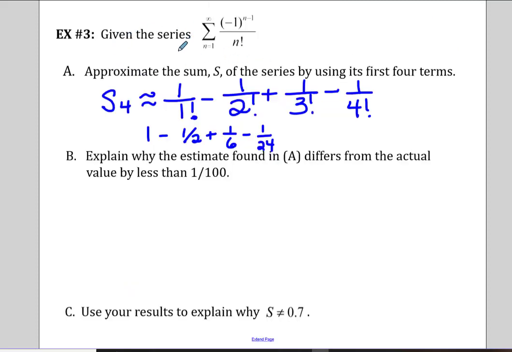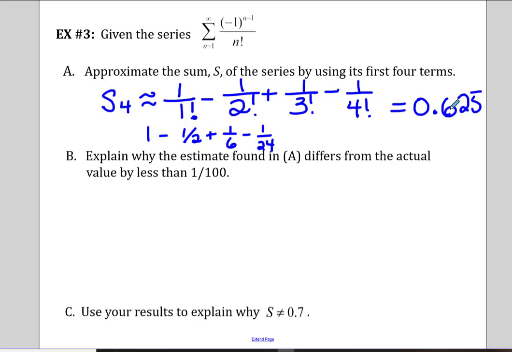So in example 3, we're given this series, and we want to approximate the sum by using the first 4 terms. So in factorial notation, that would be 1 over 1 factorial minus 1 over 2 factorial plus 1 over 3 factorial, and so forth until we get to the 4th term. Estimating with my calculator, I find that this answer becomes 0.625.